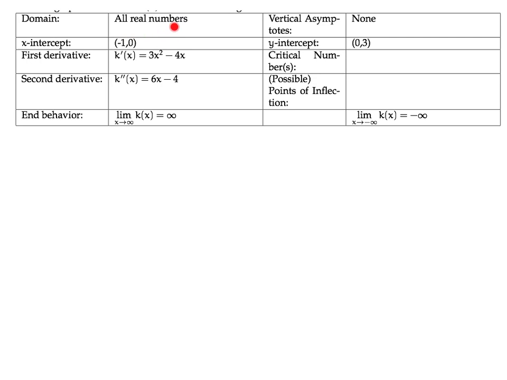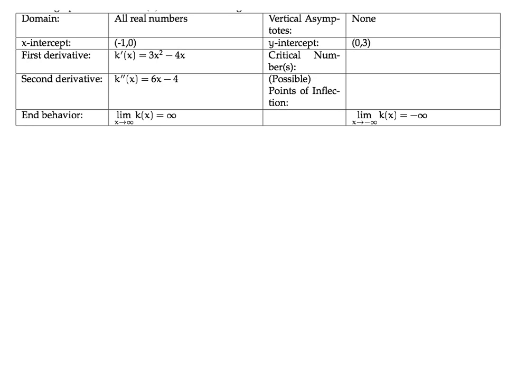So here we know the domain's all real numbers. We know we don't have any vertical asymptotes. We've got ourselves an x-intercept, a y-intercept, and we happen to know what the first and second derivative look like, and also what to expect at the ends of this graph. And we want to use all of this information to put together a nice picture of the graph.